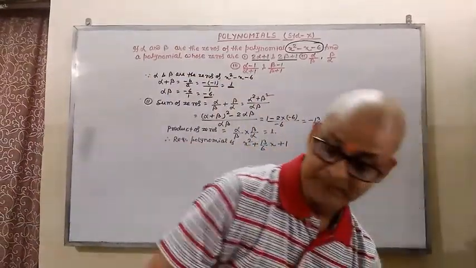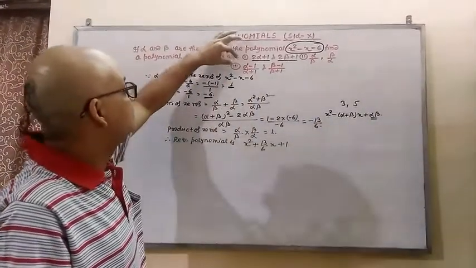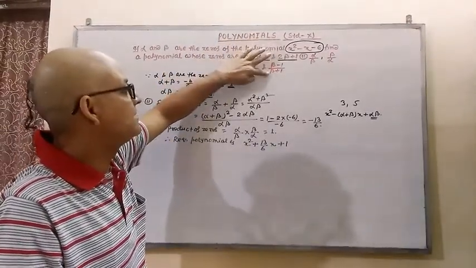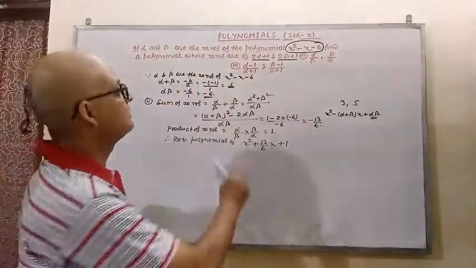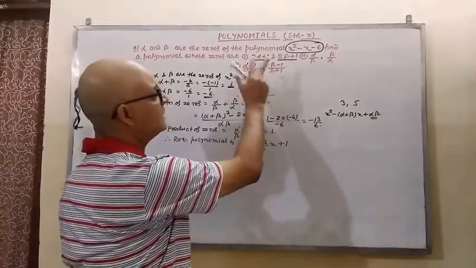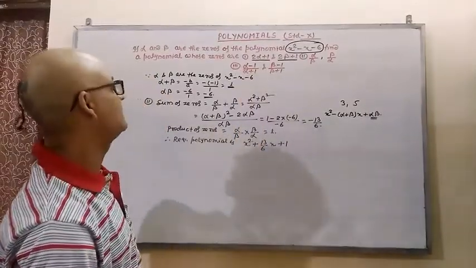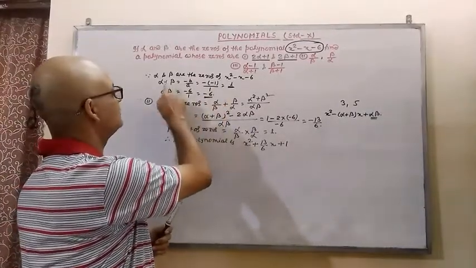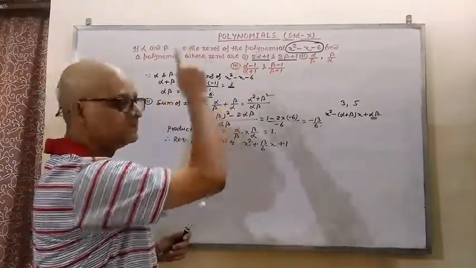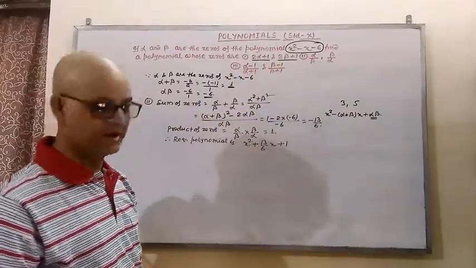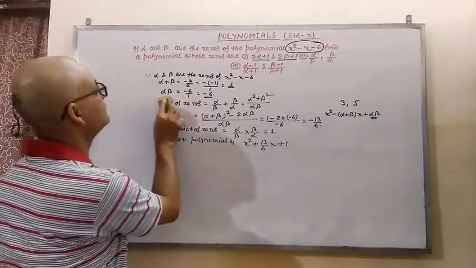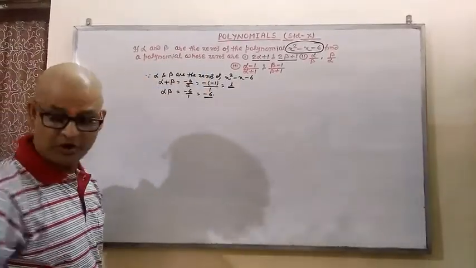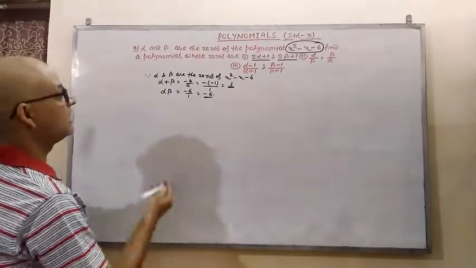Similarly, for the third question, the zeros are given as (alpha minus 1)/(alpha plus 1) and (beta minus 1)/(beta plus 1). So first we will find the sum of these two zeros. That value can be found by using alpha plus beta = 1 and alpha beta = minus 6, because these are the sum and product of zeros of the original polynomial. So for the third question, again find the sum of zeros and product of zeros one by one.